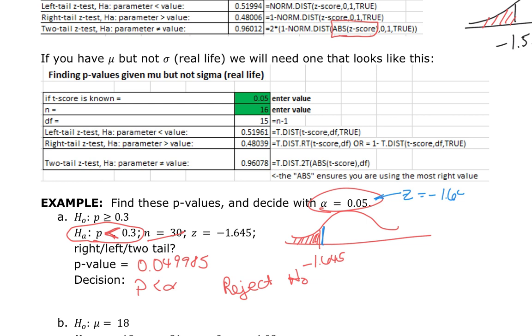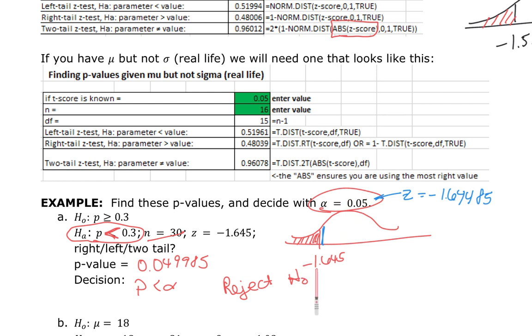1.644 85. It is close to my z-score, but it's actually smaller than this z-score. So this z-score is to the left. This z-score for this alpha is to the right of this z-score. And so I'm falling into that reject region. So this z-score falls into my reject region.